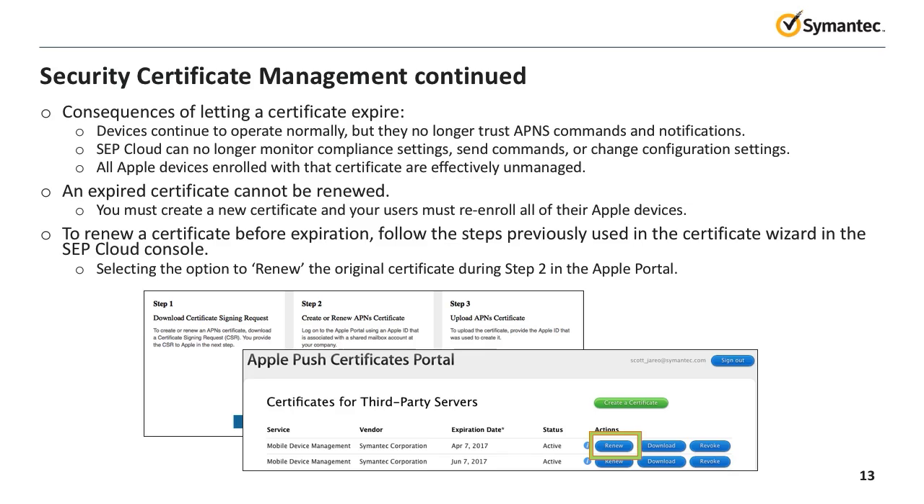The consequences of letting a certificate expire are devices continue to operate normally, but they no longer trust APNS commands and notifications. SepCloud can no longer monitor compliance settings, send commands, or change configuration settings. All Apple devices enrolled with that certificate are effectively unmanaged. An expired certificate cannot be renewed. You must create a new certificate, and your users must re-enroll all of their Apple devices. To renew a certificate before expiration, follow the steps previously used in the certificate wizard in the SepCloud console, selecting the option to renew the original certificate during Step 2 in the Apple portal.